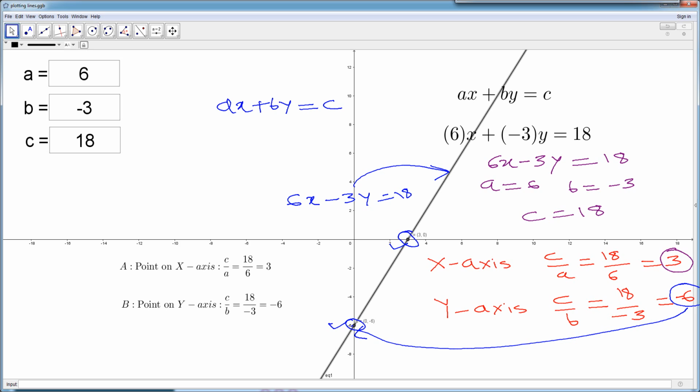There are some other cases for which we will not be able to use the formula c upon a or c upon b, but the basic idea will remain the same, that you have to determine 2 points in order to draw a straight line. So you take any value of x, determine the corresponding value of y, take another value of x, determine the corresponding value of y, and you will get 2 points. And once you get 2 points, you can draw the line from its equation. Okay, thank you.